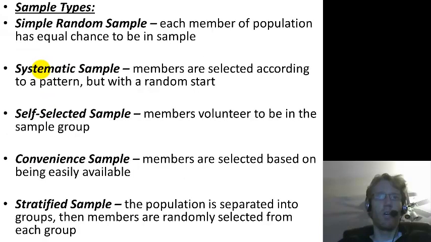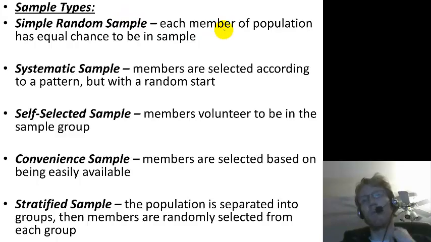Okay, so there's five different ways that you can pick a sample, and each of them has different strengths depending on what you're trying to find. So here they are. Simple random sample. So everybody in your population has an equal random chance to be selected into the sample.